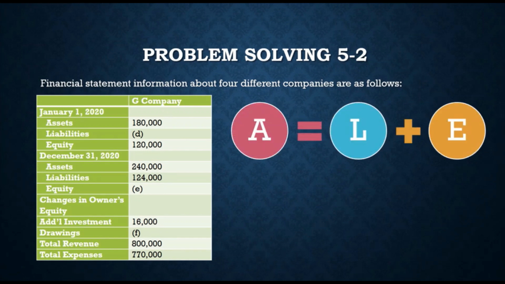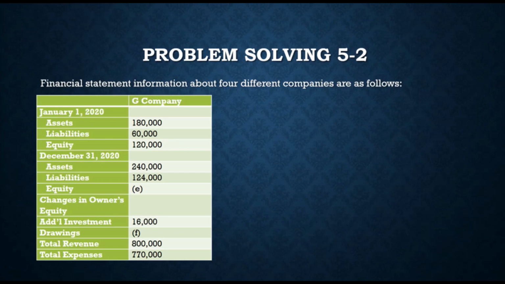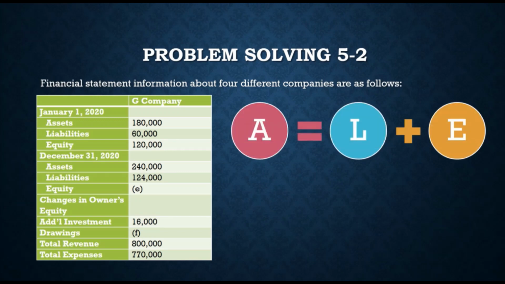So, sa letter D naman, meron tayong 180,000 na assets, tapos hinahanap yung liabilities, then may equity tayo na 120,000. So, 180,000 minus 120,000 ang ating liabilities at the beginning of the year ay 60,000. So, at the end of the year naman, ang hinahanap is yung equity. So, meron tayong assets na 240,000 at liabilities na 124,000. So, 240,000 minus 124,000, ang ating equity at the end of the year ay 116,000.